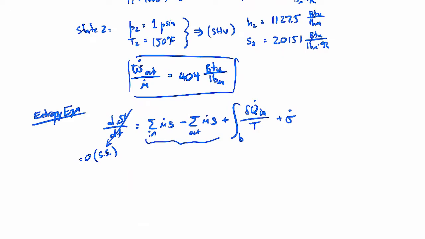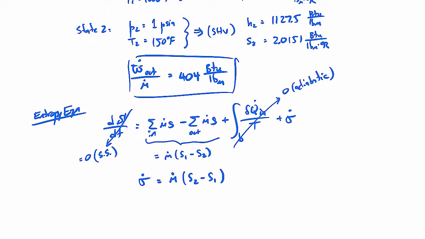The flux terms, flux just means something coming in or going out of the control volume, will be m dot times S1 minus S2. The heat transfer term is 0 because it's adiabatic. And then the sigma dot term, that's our rate of entropy production. That's what we're trying to solve for. So when we rearrange this, we're going to get sigma dot equals m dot times S2 minus S1, or since we want rate of entropy production per unit mass flow rate, that's just sigma dot over m dot, which is just S2 minus S1.